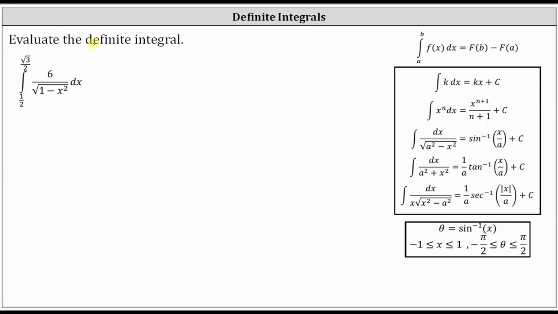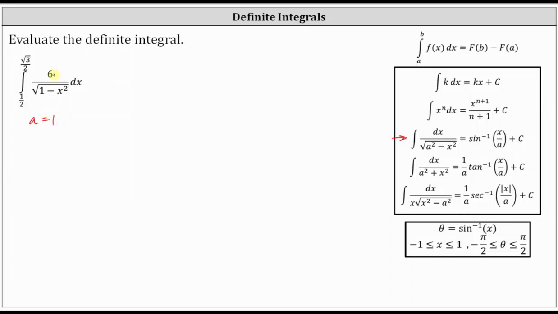We're asked to evaluate the given definite integral. Looking at the form of the integrand function and comparing it to the integral formulas shown here on the right, notice to find the antiderivative, we'll need to apply the integration formula shown here, where the denominator is the square root of a squared minus x squared. And because we have the square root of 1 minus x squared, a is equal to 1.